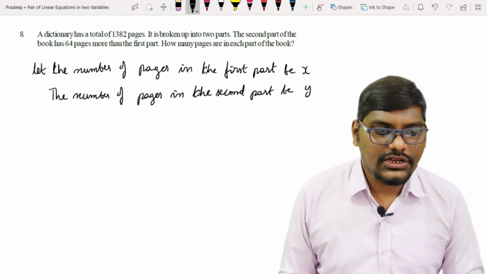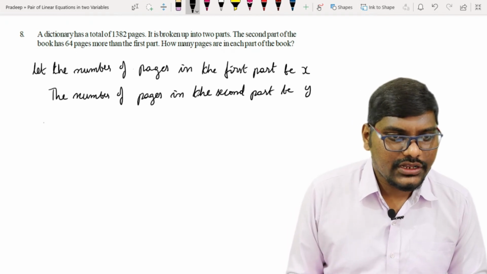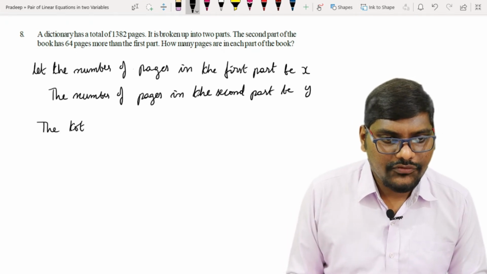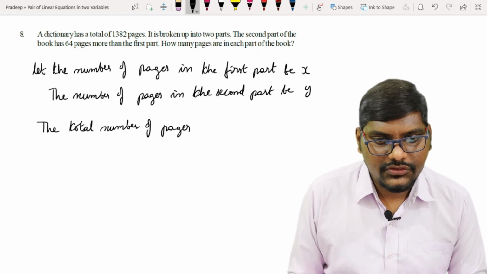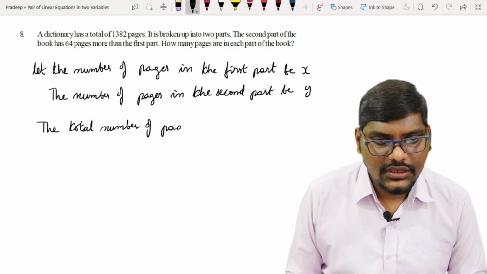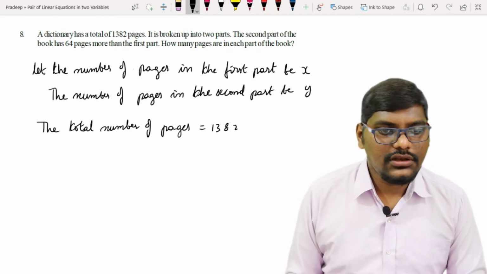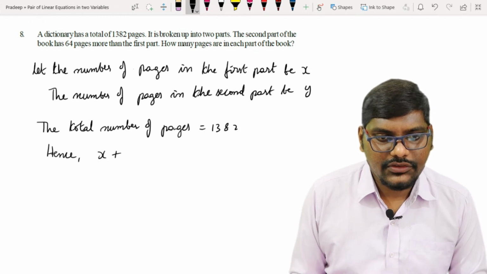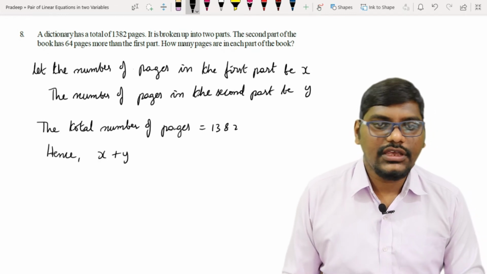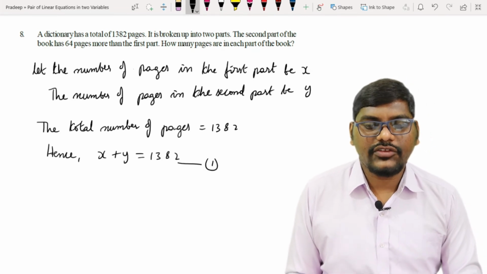So now according to the condition, the total number of pages are 1382. So I can write the total number of pages, that is 1382. So what is the total? That is nothing but we can write x plus y. The first part is x, second part is y. So x plus y equal to 1382. So let's say this is equation 1.